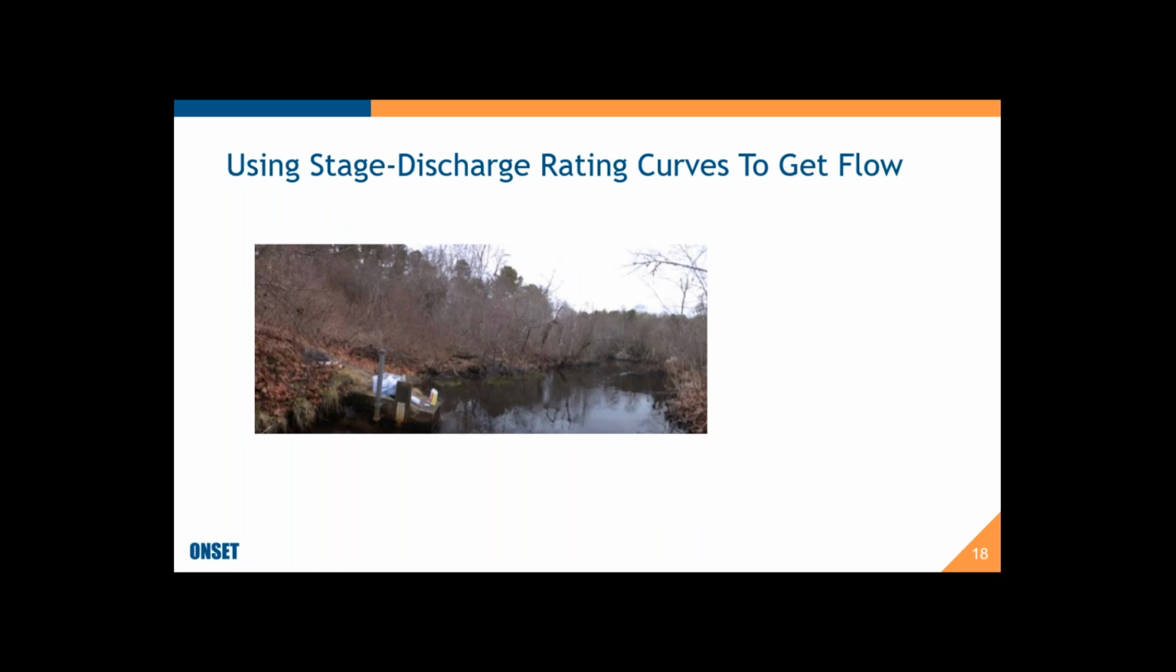Now I'm going to switch gears to using stage-discharge rating curves. These are used more for bigger streams and rivers where you don't want to have an obstruction in the boat traffic, or you can't have an obstruction in the flow of activity on the stream. These require a little bit more work to get established because you got to come up with the rating curve. We'll talk a little bit more about that later on, but they can be an effective way of monitoring flows as well.